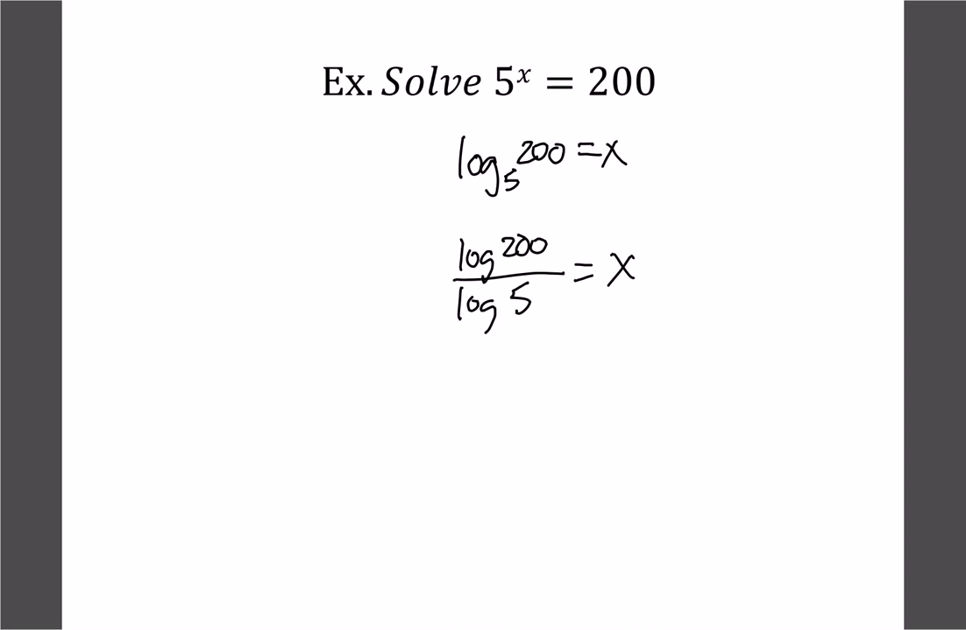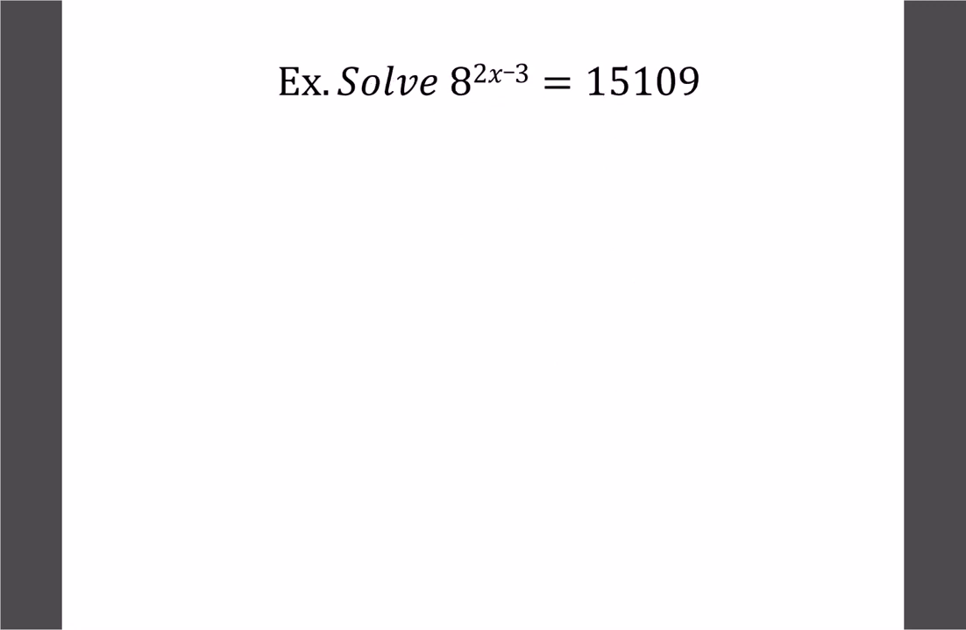Or if we wanted to get the decimal, we just type in log 200 divided by log 5, and we get an answer of approximately 3.29. So either exact or decimal answers, depending on the question. Solve it however. So here's another one.